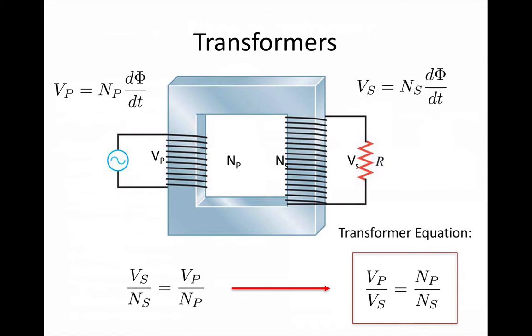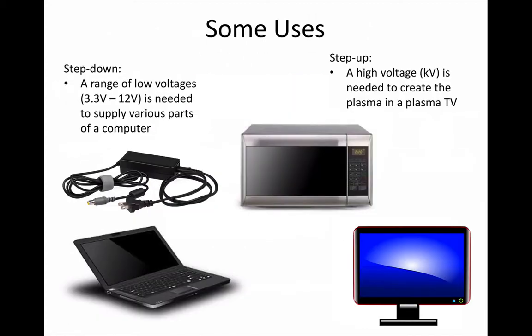So if there are more turns in the secondary coil than the primary coil, then the secondary voltage will be bigger than the primary voltage, and that we call a step-up transformer. If the number of turns in the secondary is lower than the primary, it is stepping the voltage down. Because we often want to change voltages, these are extremely useful and widely used devices.